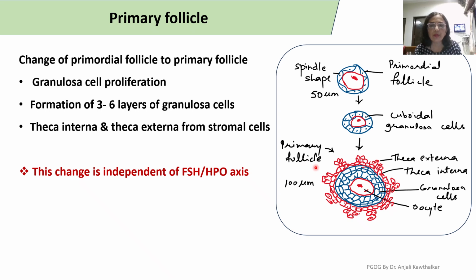And the size of the primary follicle is almost double of the primordial follicle. Primordial follicle is around 50 micrometer, whereas this primary follicle is double, that is around 100 micrometer. This change is independent of FSH or HPO axis. Again, I have given a star because it is an important concept.